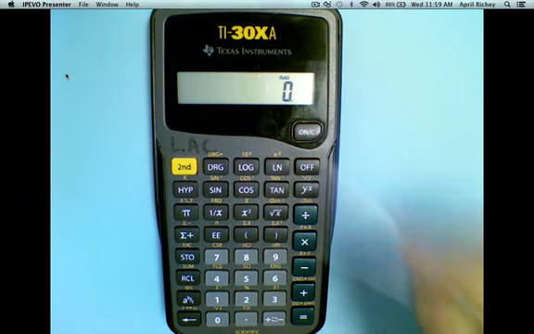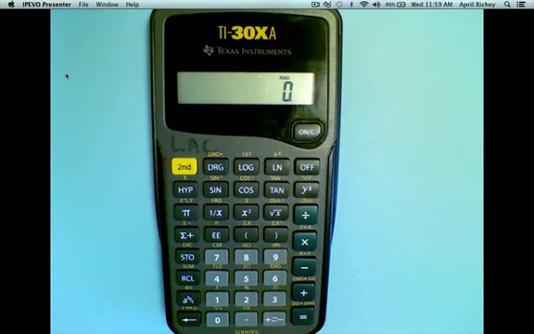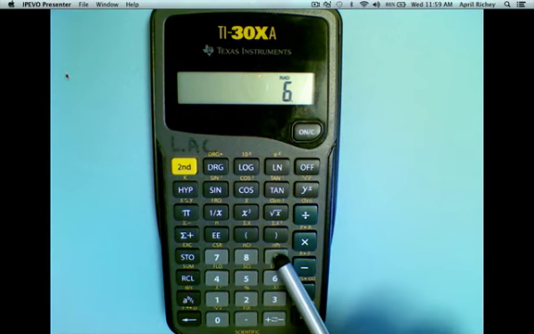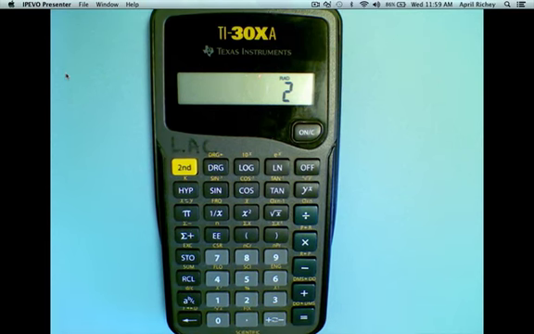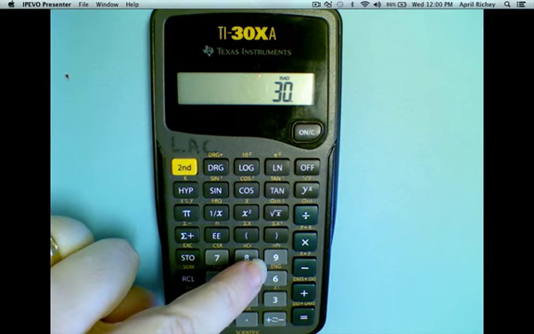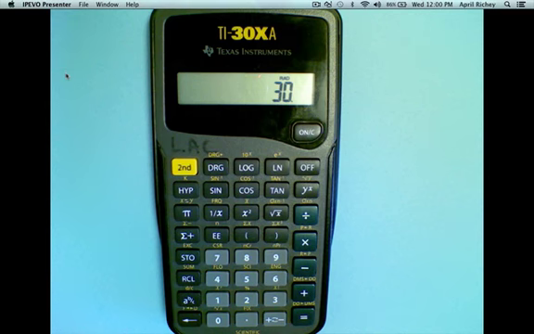My second example was 6, choose 2. So I'm going to type in the 6, hit second, and then the 9 for my permutation, and then type a 2 and hit equals. And that gave me my 30. So you type in the first number N, hit second, and then number 9 for your permutation, type in the second number R, and then press equals.